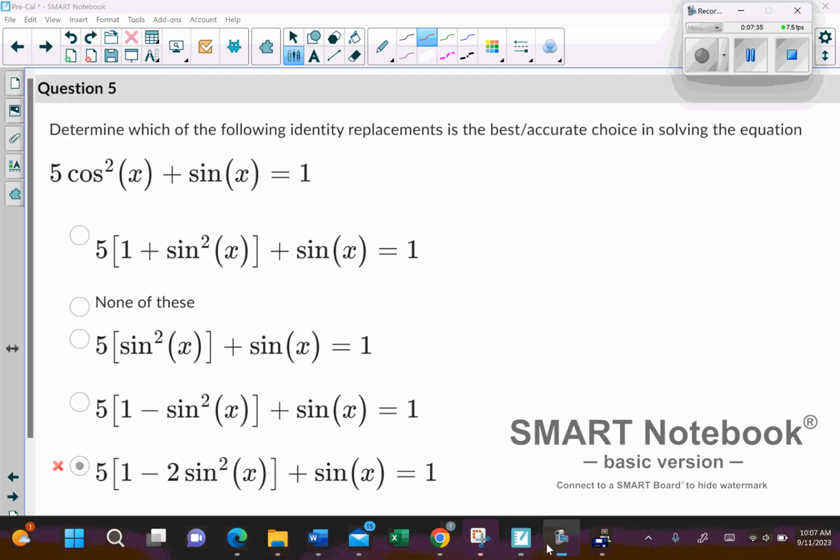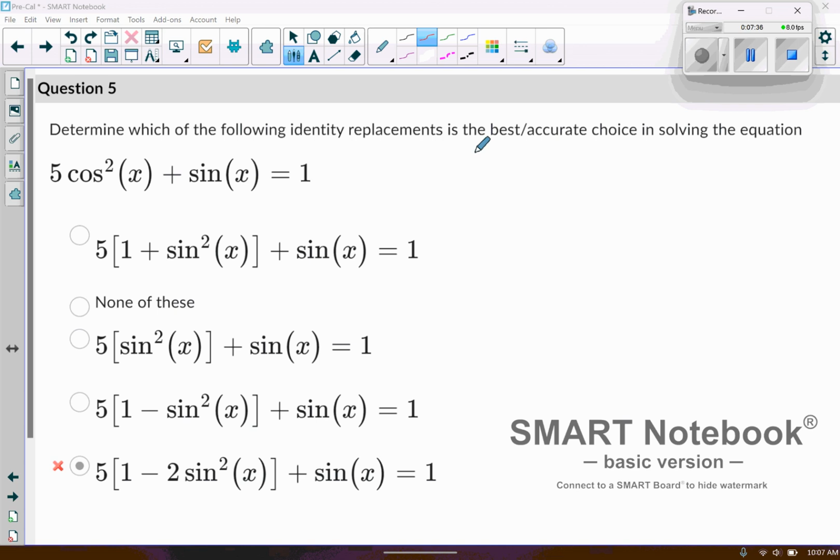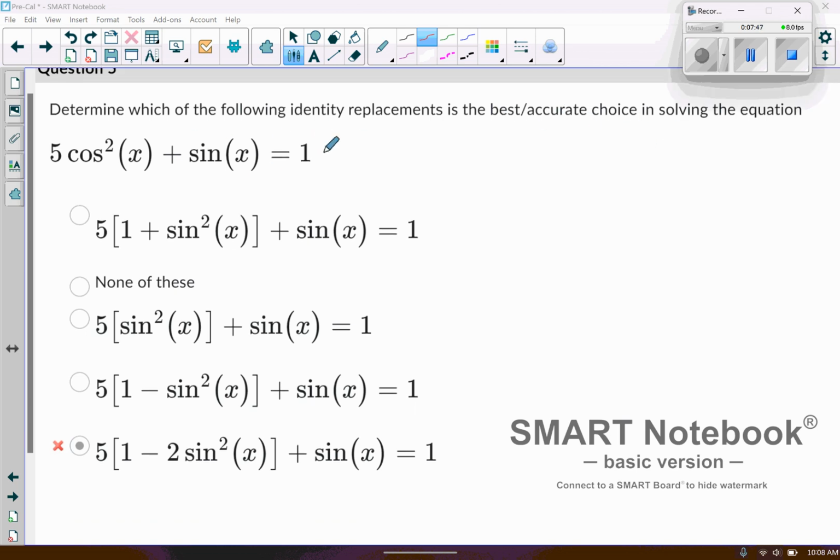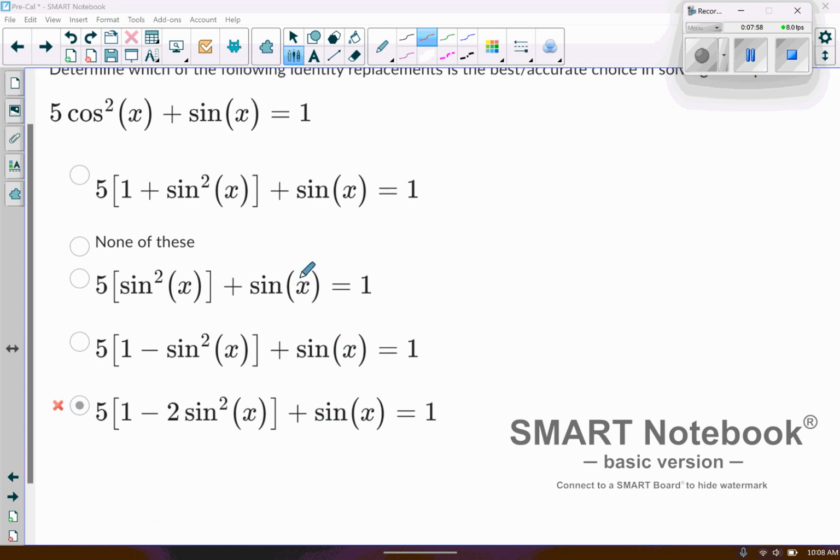Okay, so on this next one it says determine which of the following identity replacements is the best and accurate choice in solving this equation. So if we were trying to solve this, so we're not actually going to solve it, but we're just trying to figure out how could I manipulate this to help me solve it. And so it looks like you chose the last choice, and you were close.